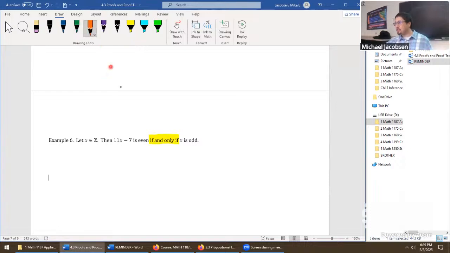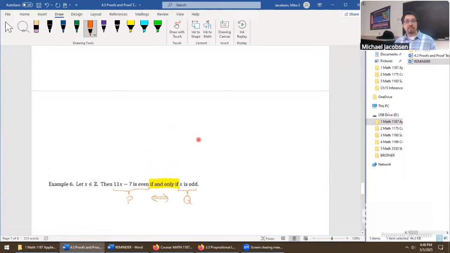It means we have a statement that goes 11x minus 7 is even. I'll think of that whole statement as P. Another statement, x is odd. Let's think of that whole entire statement as Q. And sure, we want to prove P implies Q, but if it says if and only if, we also want to prove the converse, Q implies P as well. There's actually two proofs in this one out of nowhere.